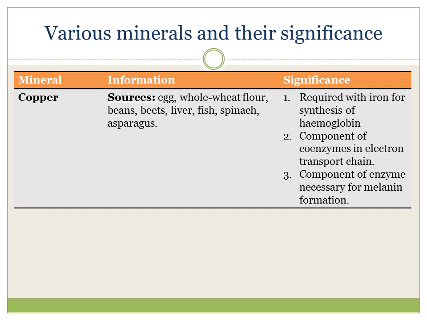Next mineral of interest is copper. Copper is mainly found in egg yolk, whole wheat flour, beans, beets, liver, fish, spinach, and asparagus. Coming to the significance of copper, copper is required with iron for the synthesis of hemoglobin. It is a component of coenzyme in electron transport chain, and it is a component of enzyme that is necessary for melanin formation.